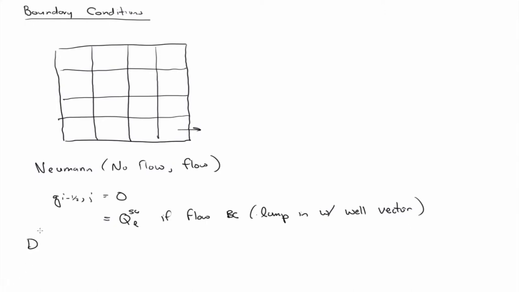And for the Dirichlet, it's exactly what we had in the 1D case. QL is 2TXL times the pressure at the boundary, so the Dirichlet condition is a constant pressure boundary condition, minus PL. So the pressure at the boundary minus the pressure in the well.